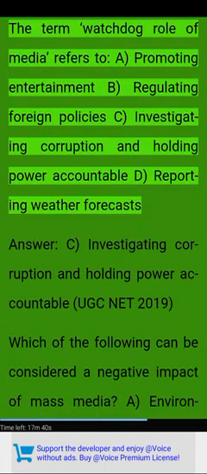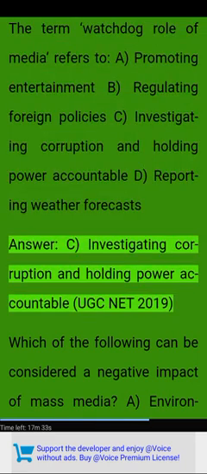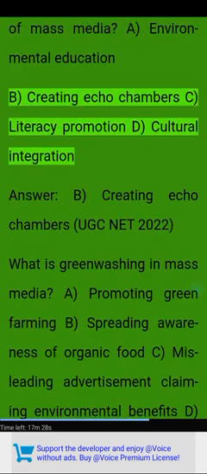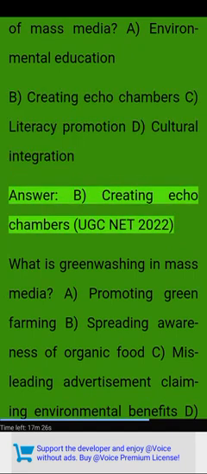The term watchdog role of media refers to: A. Promoting entertainment. B. Regulating foreign policy. C. Investigating corruption and holding power accountable. D. Reporting weather forecasts. Answer: C. Investigating corruption and holding power accountable. UGC NET 2019. Which of the following can be considered a negative impact of mass media? A. Environmental education. B. Creating echo chambers. C. Literacy promotion. D. Cultural integration. Answer: B. Creating echo chambers.